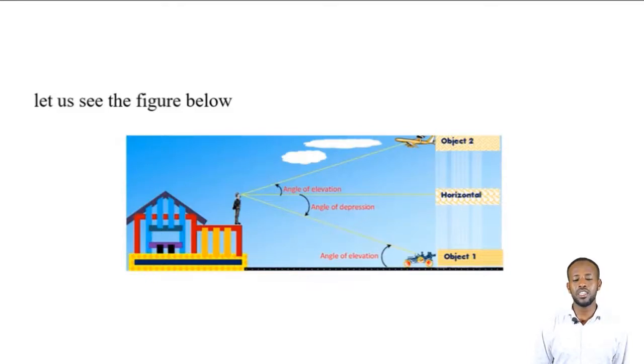If the man wants to see the car coming, object 1, looking directly will not be possible, so he has to look to some extent down. He has to make his eyes go down, then that forms again the angle of what? Depression. What about object 2, the driver? If the driver wants to see the man over the building, what will it be? Angle of elevation. So these are the differences. I hope this figure makes clear what angle of elevation and angle of depression are.